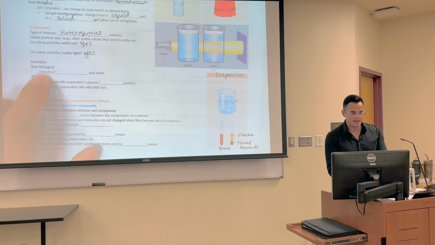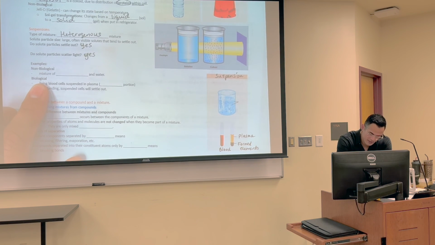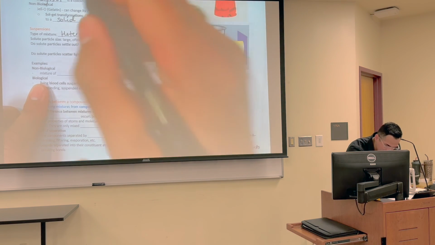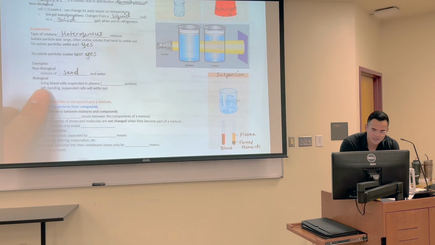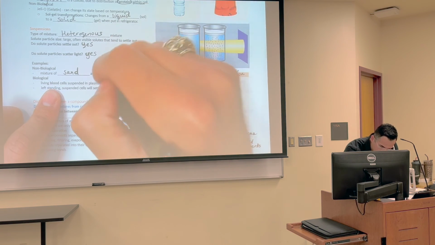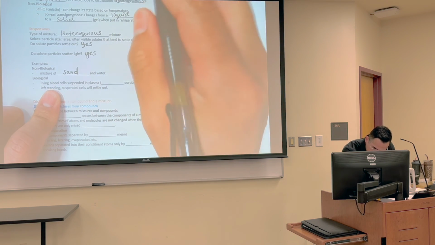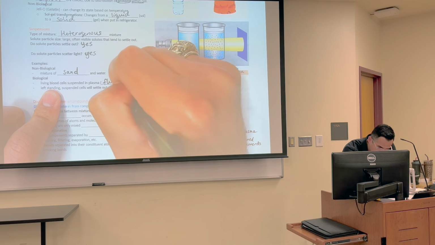Non-biological example here of a suspension. This is going to be a mixture of sand and water, which is what we looked at earlier. A biological example here, we talked about the blood. So living blood cells within the fluid portion or the blood plasma.